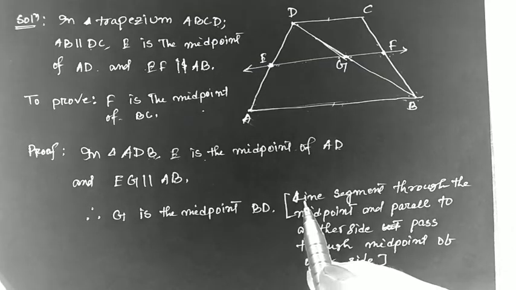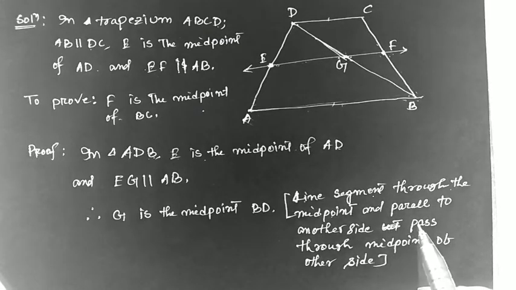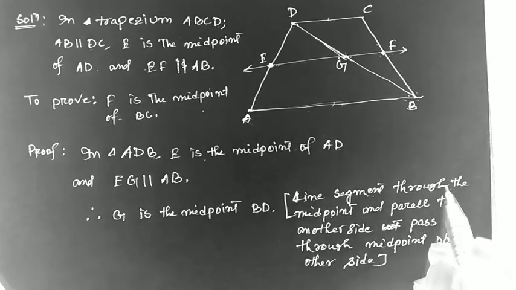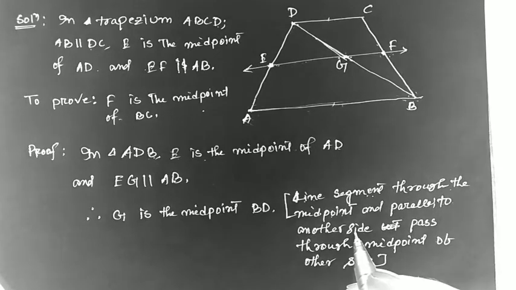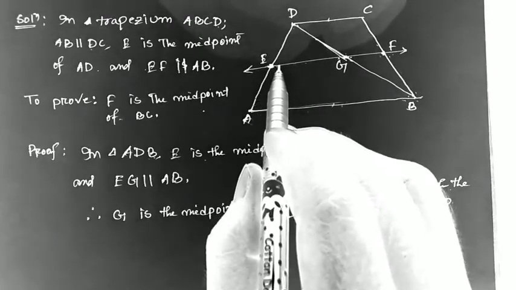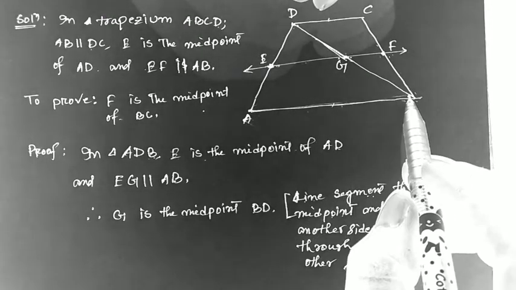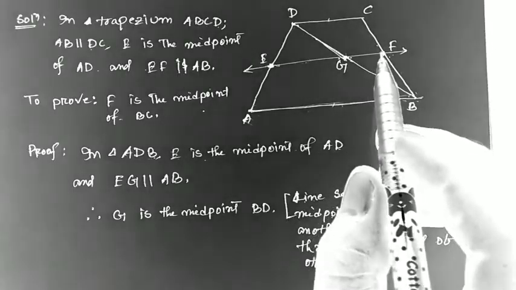You can give the reason here. The reason is: a line segment through the midpoint of one side and parallel to another side passes through the midpoint of the other side. This line segment passing through the midpoint E and parallel to AB will pass through the midpoint of the other side, that means this side. So G is the midpoint.